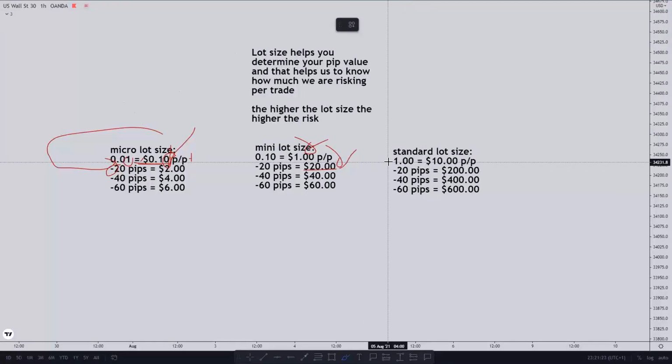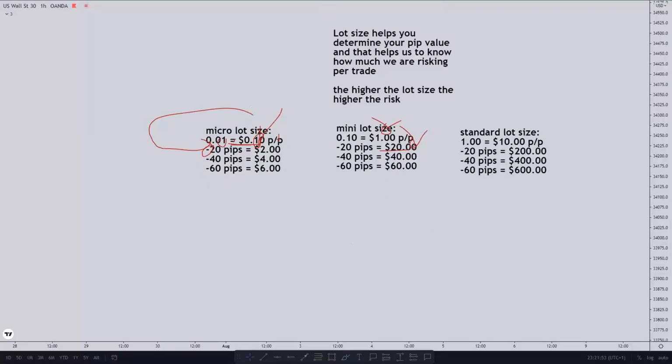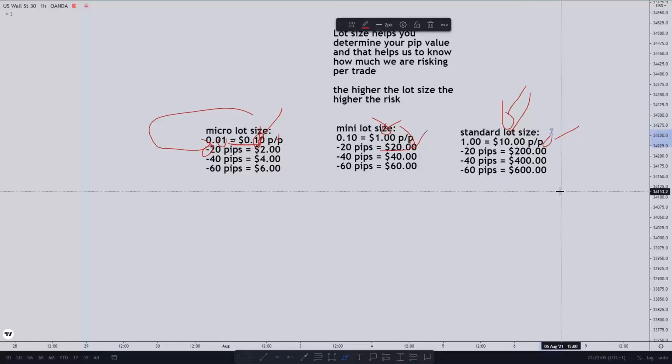So standard lot size, right? A standard lot size means now you are risking a lot of money on the trade, right? So a standard lot size needs a bigger account, right? So on this one, we have a $10 pip value, right?